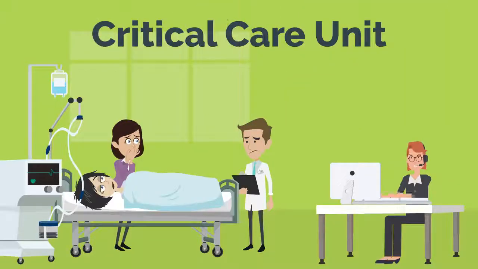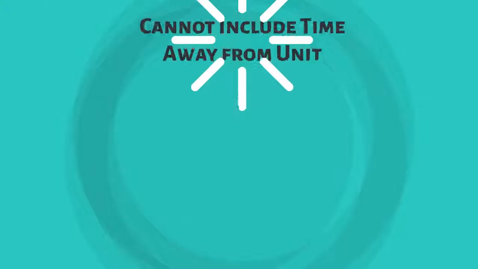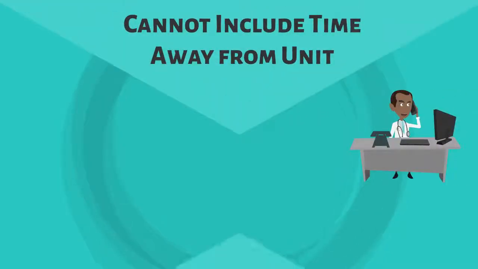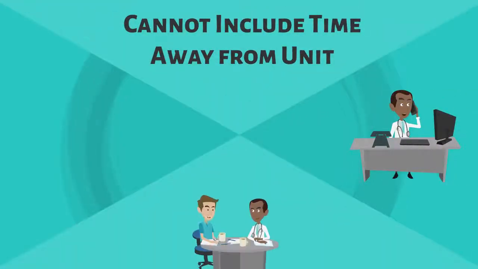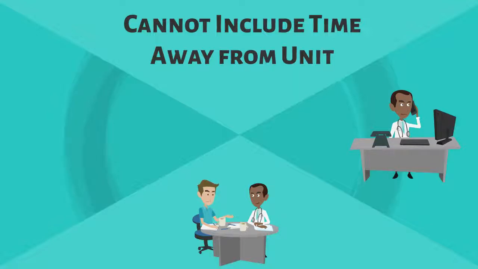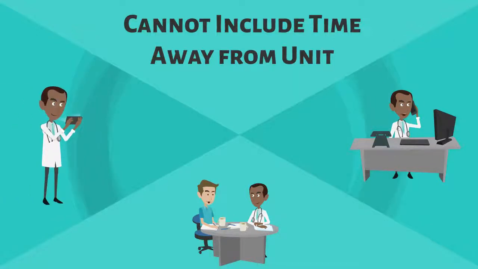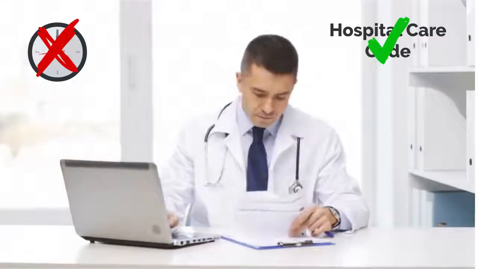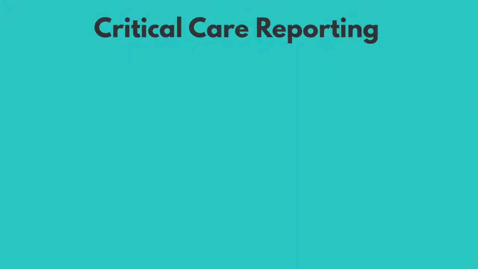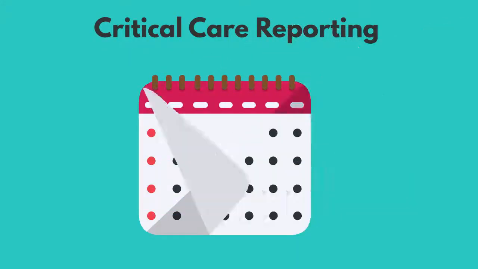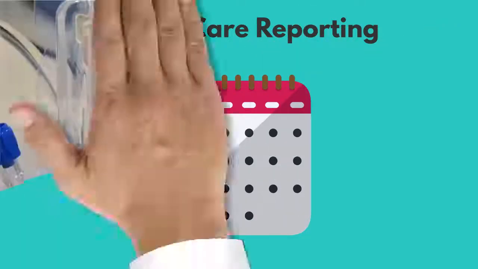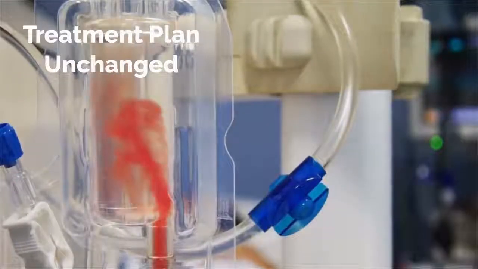You need to be immediately available in the critical care unit. Phone calls off the unit do not count. Time not directly contributing to the care of the patient does not count. And administrative meetings on the unit or phone calls regarding other patients do not count. If the time is not documented, subsequent hospital care codes will be reported. It is important to keep in mind that critical care can be reported on multiple days, even if the patient's treatment plan has not changed.